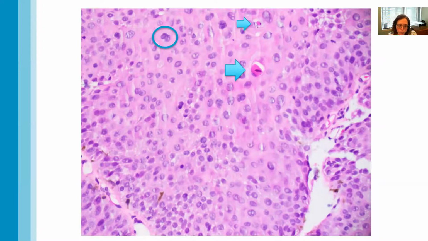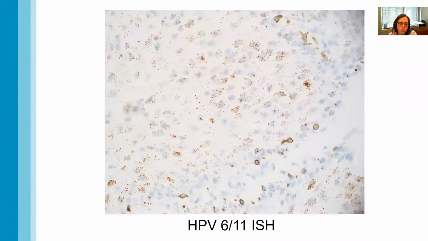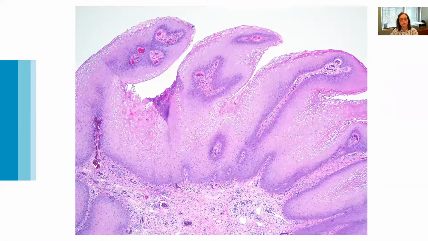So those are three very helpful clues when you don't have good koilocytes: nuclear disorganization, dyskeratosis, and binucleation. And this is the setting in which I find the use of HPV 6/11 in situ hybridization very useful, because whenever the findings are subtle, and this has happened to me on more than one occasion, I can use my HPV 6/11 ISH to help me feel more confident about the diagnosis. Now, this is rare, but you can see it once in a while.